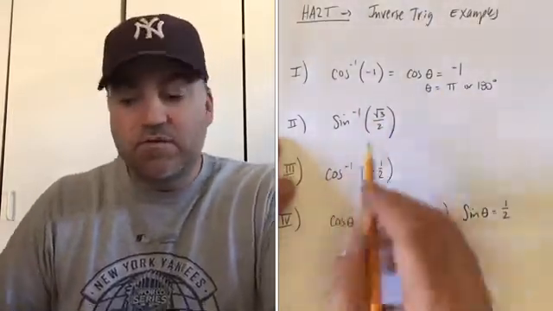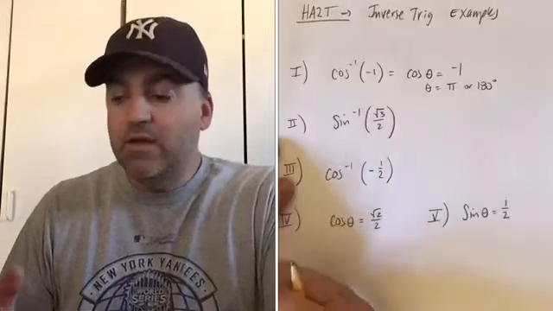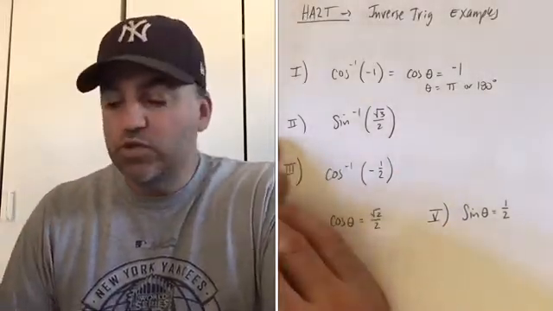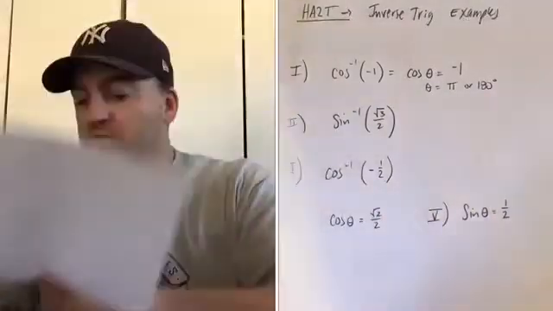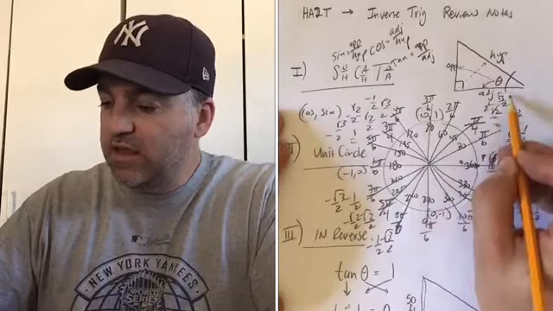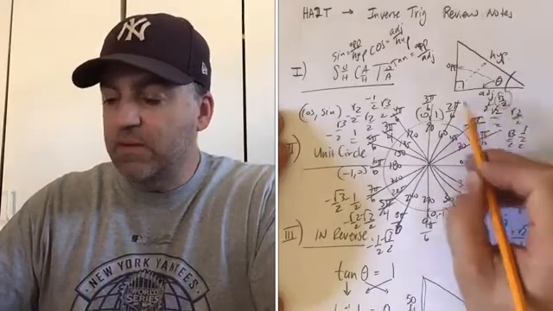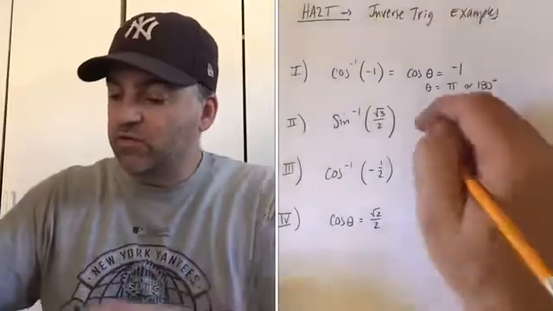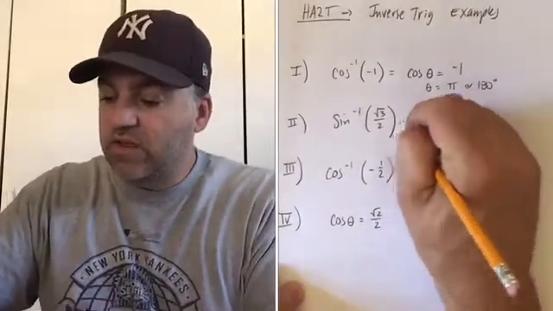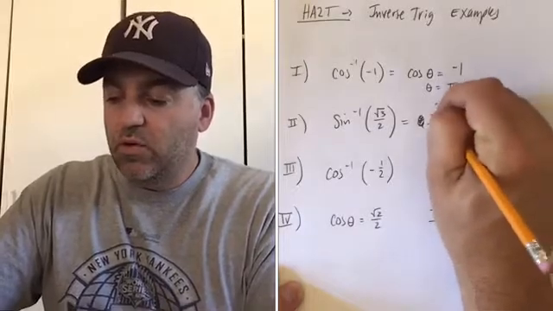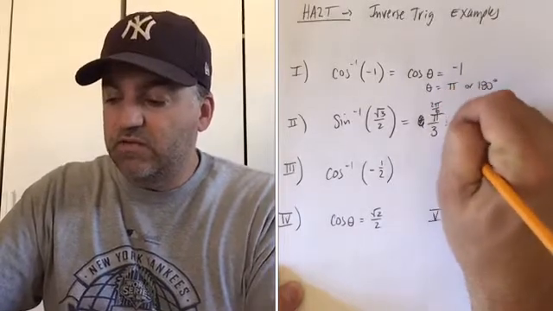Sine inverse of √3/2. When does sine equal √3/2? So which one is it? I could go back to my notes and say, okay, the right side is sine. So right here is a √3/2. That's pi over 3, or 2 pi over 6. So I know that's going to be true. So theta equals pi over 3, or 2 pi over 6, whatever, right?